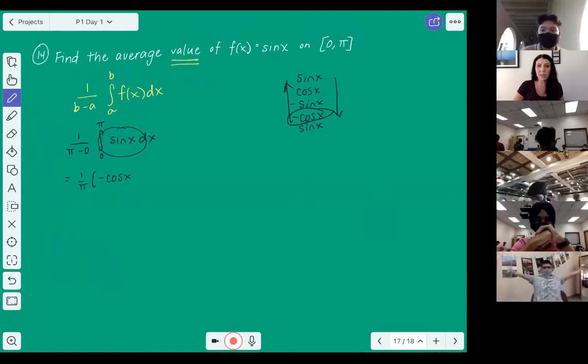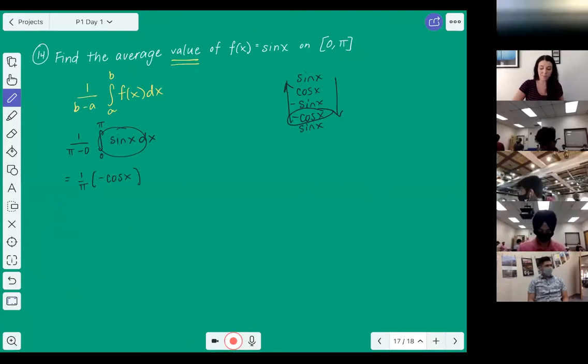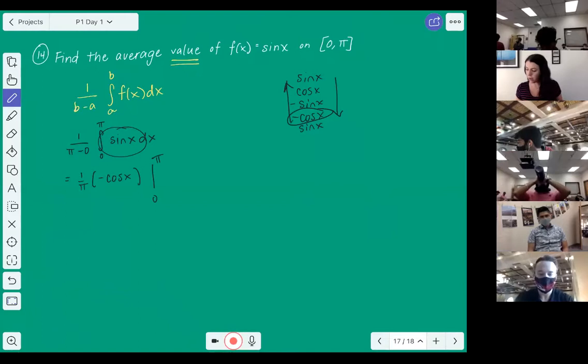Keep going from there, Dennis. What else did you have on this line? So that's it. Or sorry, the big line. Good. So yeah, 0 to pi. Okay, excellent job. From here, let's go to Justice. Justice, what'd you do from here?